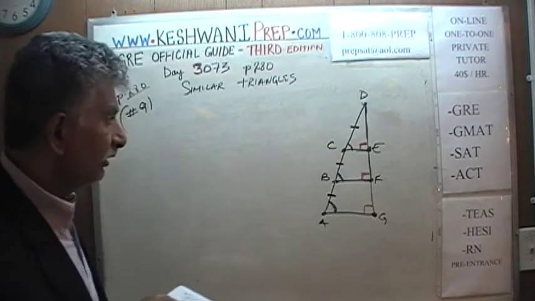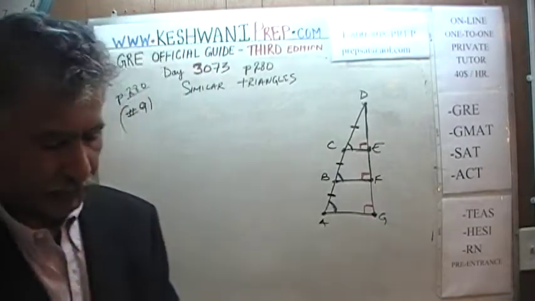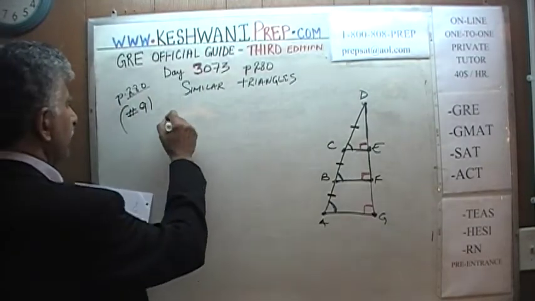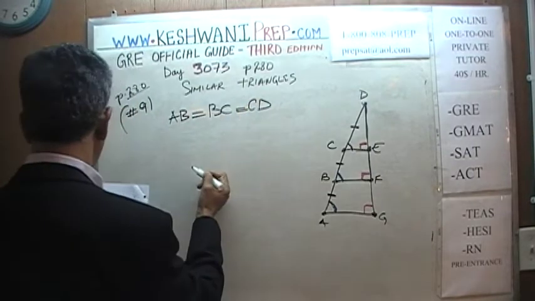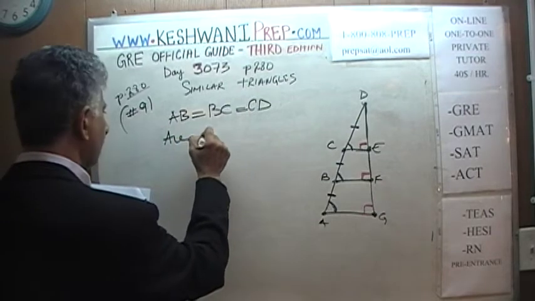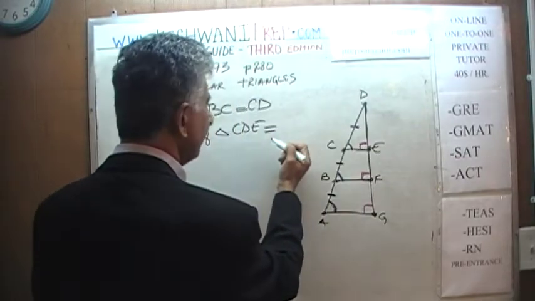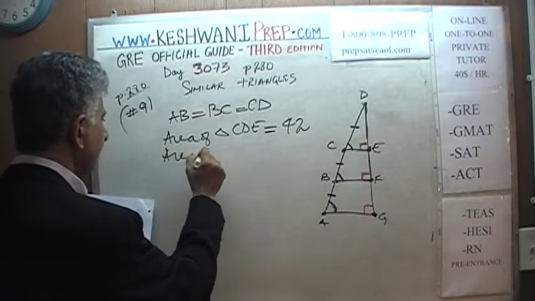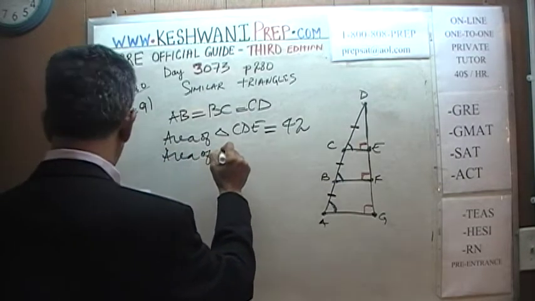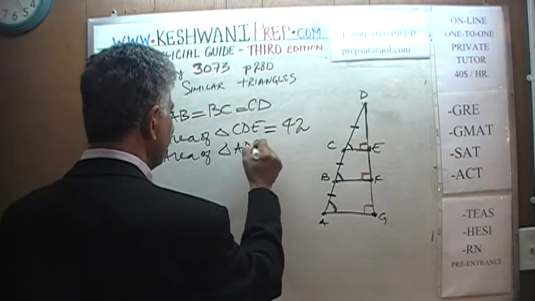So, we just established that the proportion is 3 to 1 comparing the biggest triangle and the smallest triangle. Let's see what we can do. Keep that in mind, and we got that from the fact that AB is equal to BC, which is equal to CD, we are told. We also know that the area of the triangle CDE, which is the smallest one, we are told is 42. The question is, what's the area of triangle ADG?